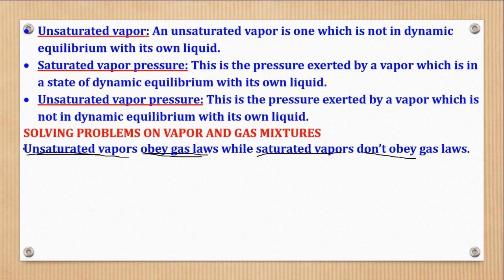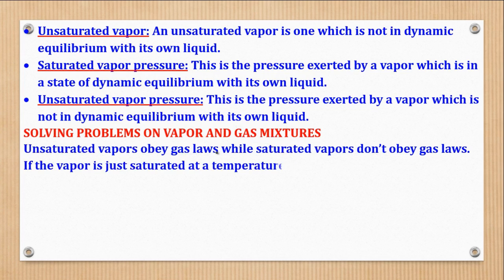This point is very vital, because if there is a mixture of a gas and an unsaturated vapor, it is okay, you use gas laws. But if there is a mixture of a gas and saturated vapor, then you have to mind that this saturated vapor does not obey gas laws. So you have to first remove the saturated vapor pressure and remain with the pressure of the gas, which will obey gas laws. We shall see that in the calculation.